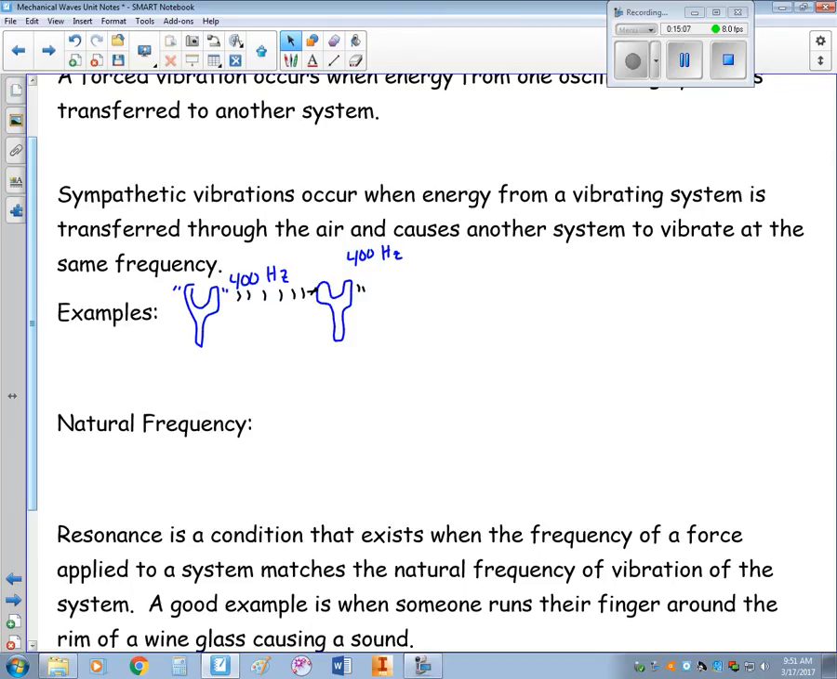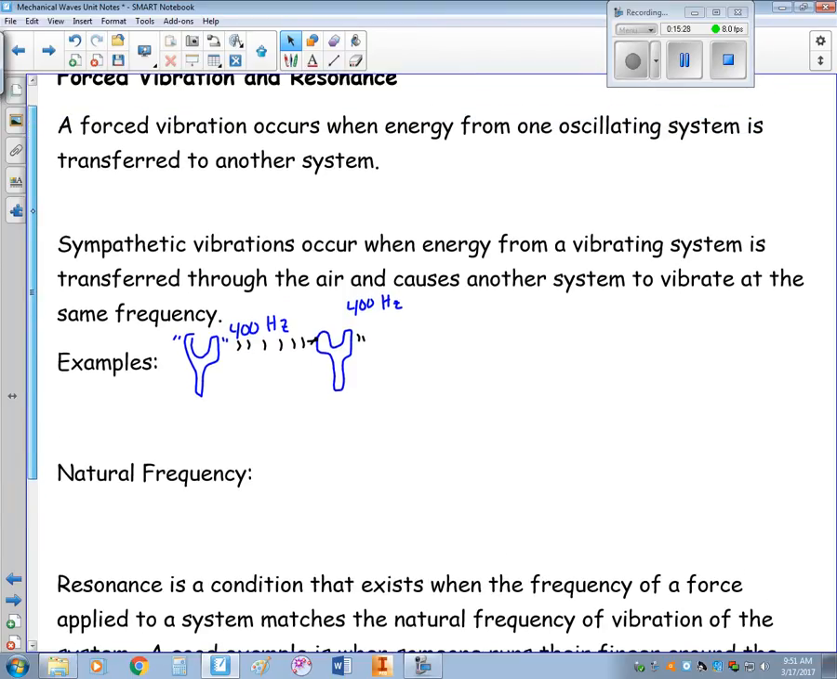The only way for this to work is if they both have the same frequency. So if I brought in a 500 hertz tuning fork, the 400 hertz tuning fork would not be able to get the 500 one to start vibrating. Both of them have to have the same frequency.